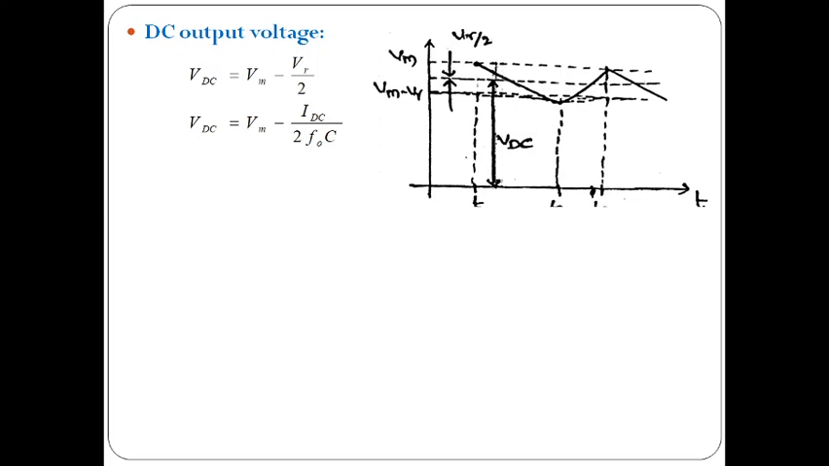We already know Vr by 2 equals IDC by 2 F naught C. So VDC equals Vm minus IDC by 2 F naught into C. That means we improve the DC voltage and decrease the ripple factor. Thank you.